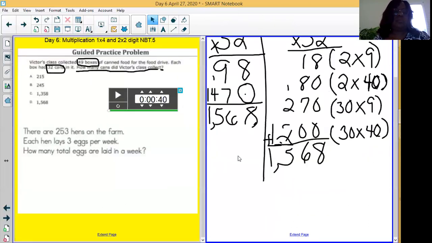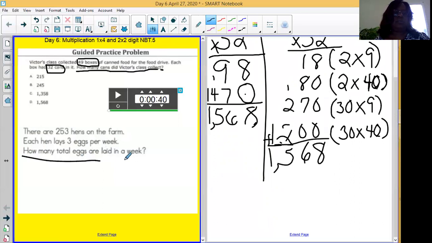Your second problem reads, there are 253 hens on the farm. Each hen lays 3 eggs per week. How many total eggs are laid in a week? First thing I need to do is to underline my big question. How many total eggs? There's a word that I've seen quite often. I know total either means add or multiply. But let's go into our big problem to see what else is there to help us with the big question.